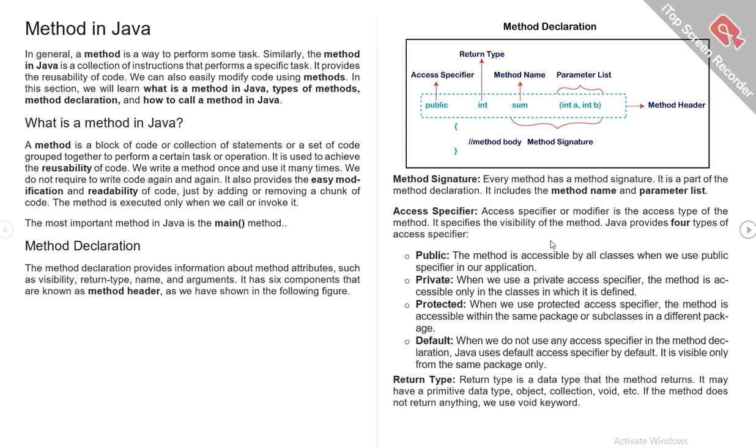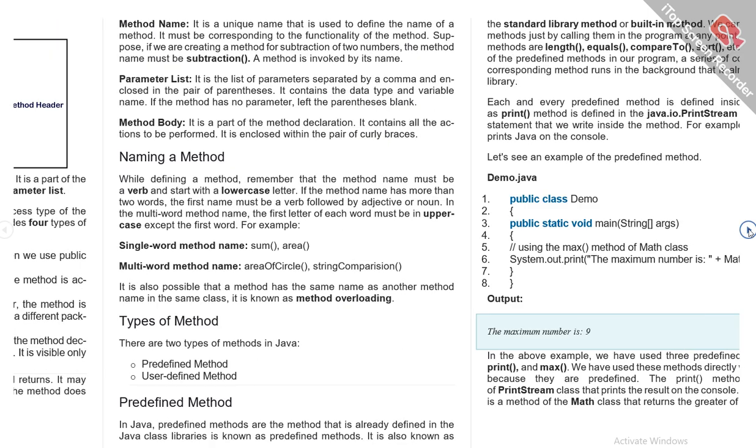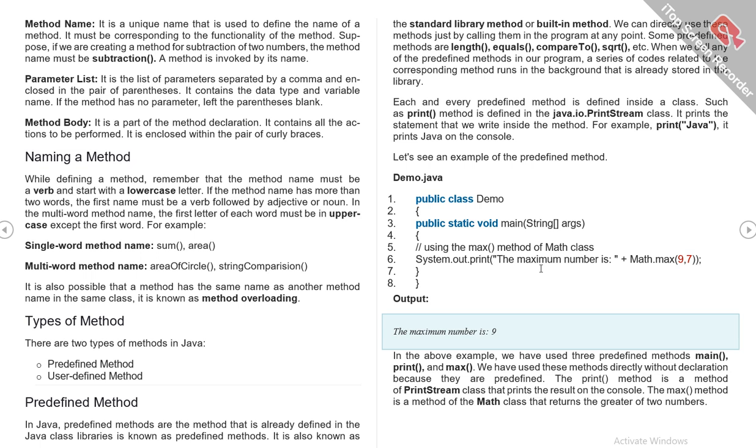Return type. The return type is the data type that the method returns, and it may be a primitive data type, object, collection, void, etc. If the method does not return anything, we use the void keyword. Method name. It is a unique name used to define the name of a method, and it must correspond to the functionality of the method. Suppose we are creating a method for subtraction of two numbers, the method name must be subtraction, and the method is invoked by its name.